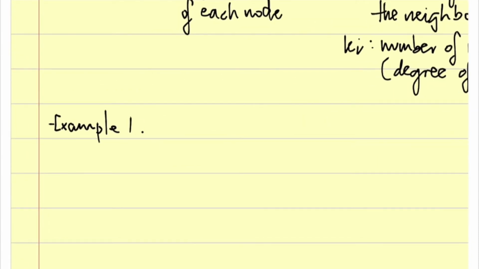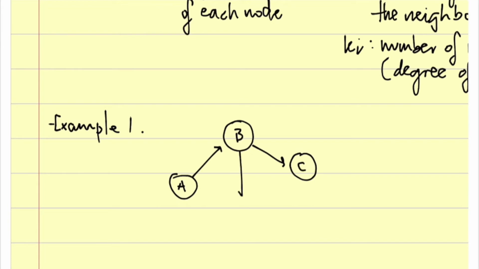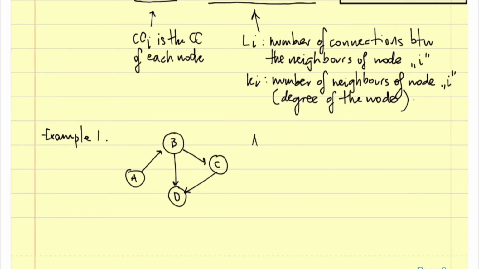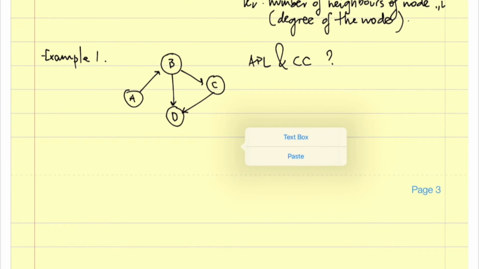Okay, so first example, very simple. Let's get the network. A reports to B, and B reports to C, and B reports to D, and C reports to D. Okay. Get APL and clustering coefficient. So how do we do it? How do we do it?